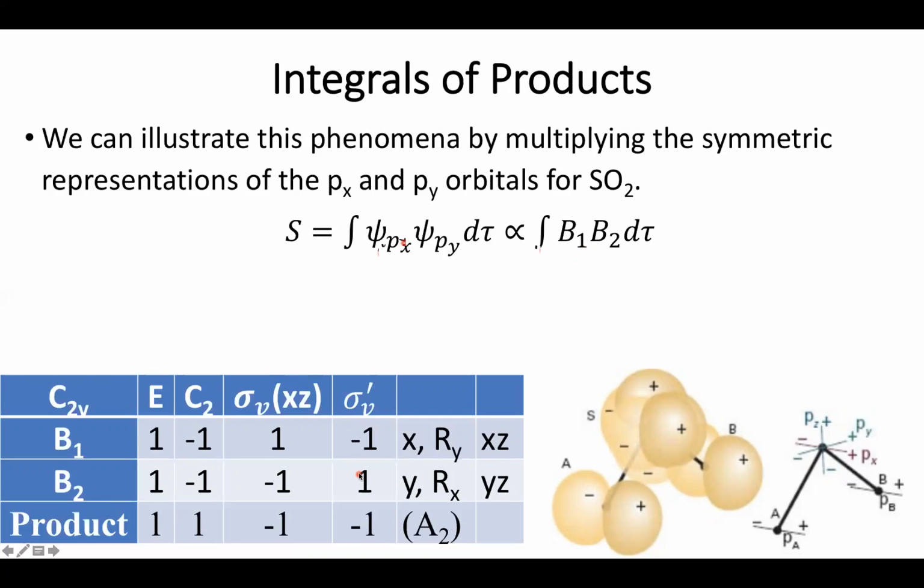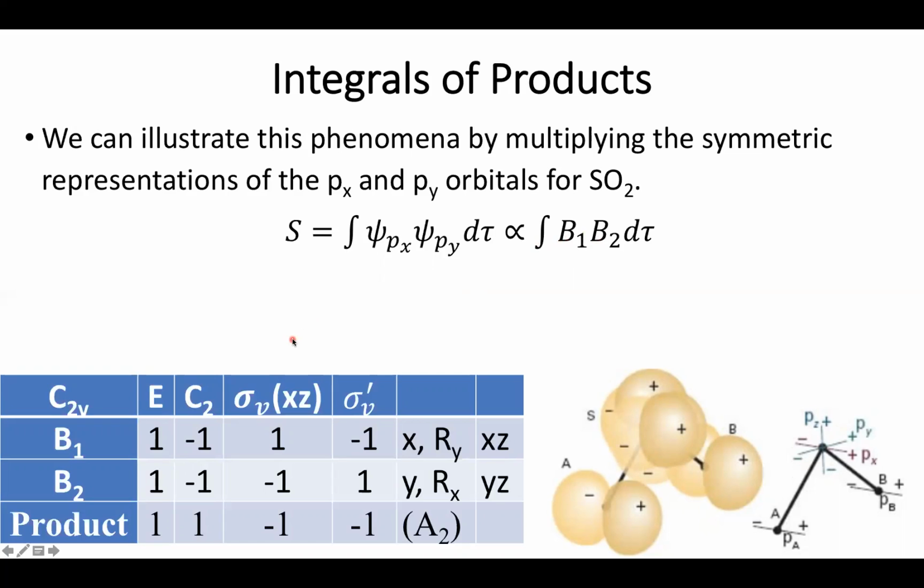So by grabbing your character table, which I highly encourage you to do as we solve a couple of these examples, what we can find is that the px orbital belongs to the B1 irreducible representation, and the py orbital belongs to the B2 irreducible representation. So what I'm going to want to do is take the product of the B1 and the B2 irreducible representation and determine what that irreducible representation is.